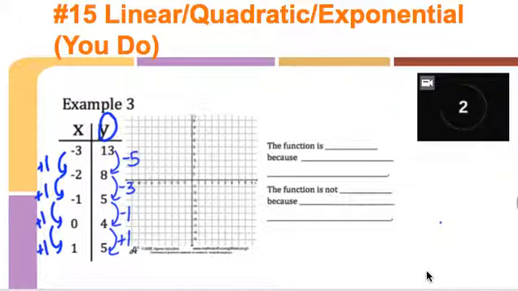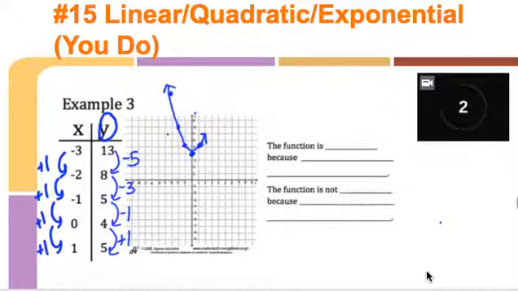So negative 3, that's to the left 3, and then up 13, that would be up the graph somewhere over here. Negative 2, 8, that's to the left 2, and then up 8, that'd be somewhere right here. Negative 1, 5, left 1, up 5, that'd be somewhere right here. 0, 4, that would be straight up 4. And then finally 1, 5, that's to the right 1 and up 5 spaces. So it actually has the beginnings of what we call a parabola.